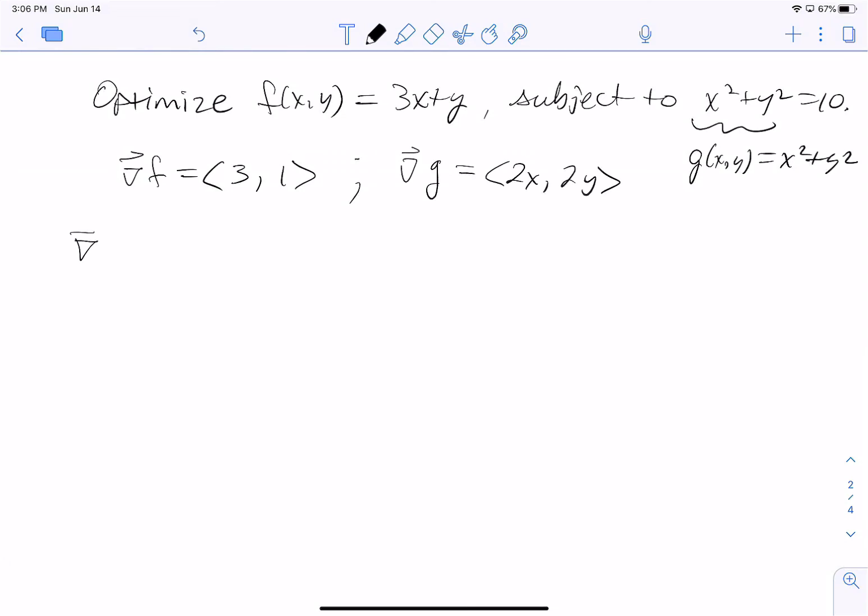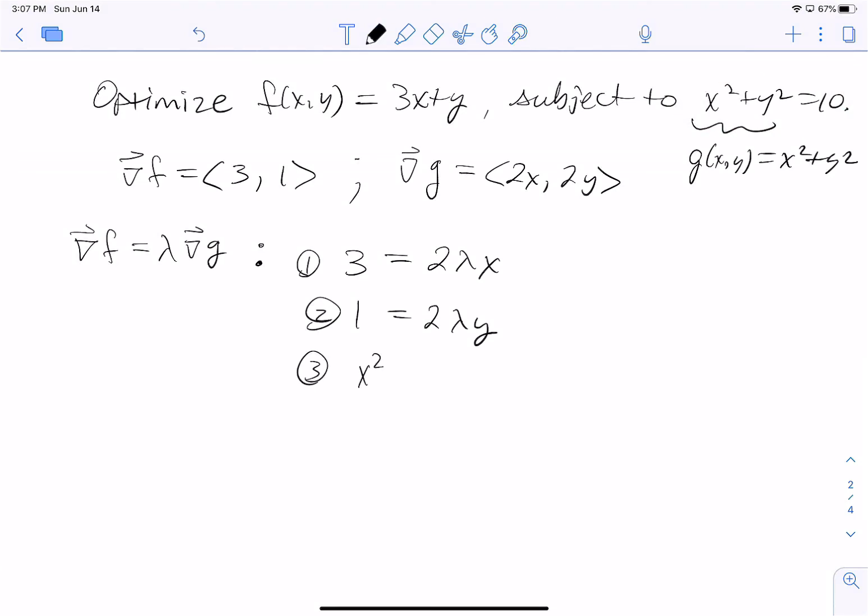We set up our system of equations using the idea that del f is equal to lambda del g, and 3 is then equal to 2 lambda x, 1 is equal to 2 lambda y. Those are two equations, but we have three unknowns, so a third equation is needed, and it comes from the constraint. Equation 3 is x squared plus y squared is equal to 10.